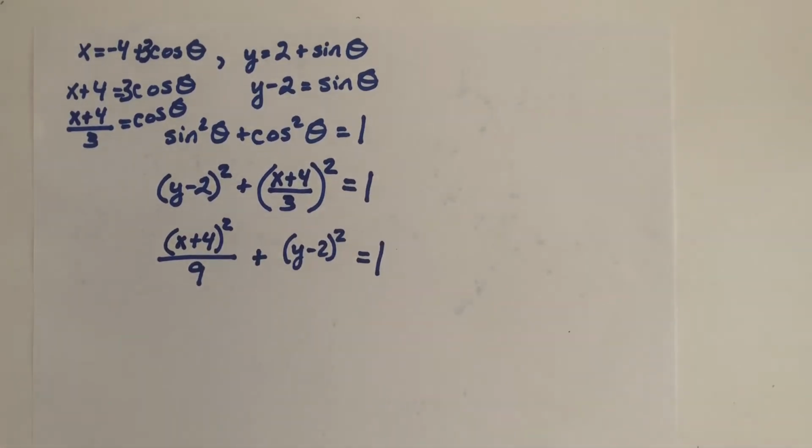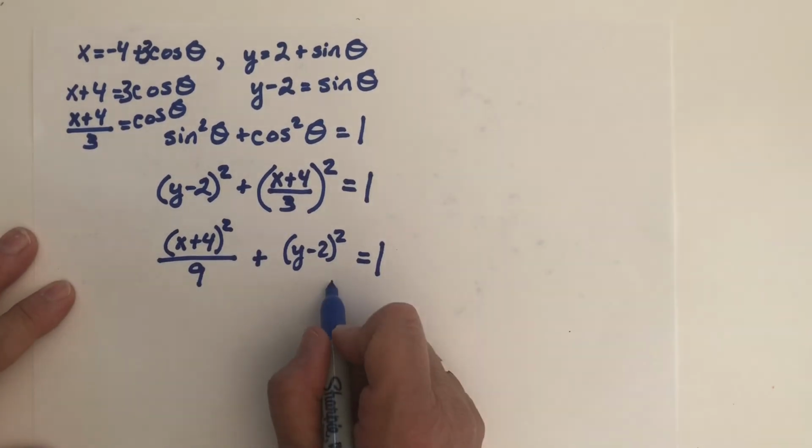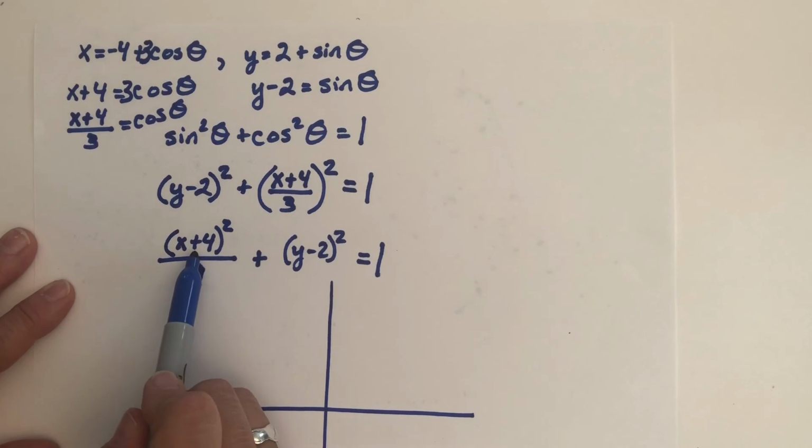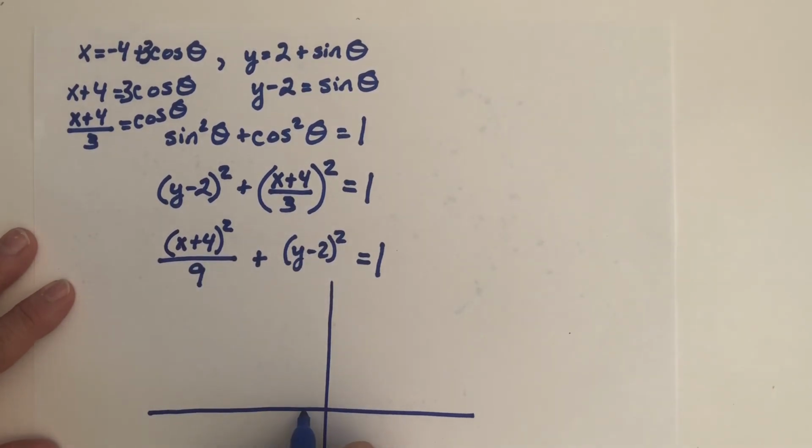So I hope you recognize this as another ellipse. This time there is no restriction on the theta, so theta could be any real number. So let's draw this ellipse, and we'll make sure that we put the center at -4, 2. So -1, 2, 3, 4, 1, 2.